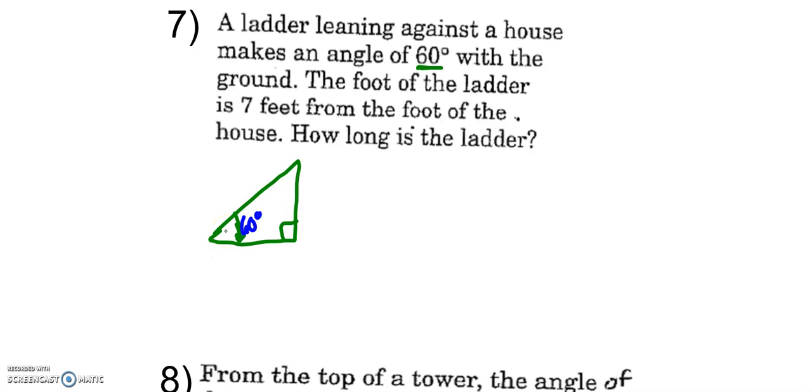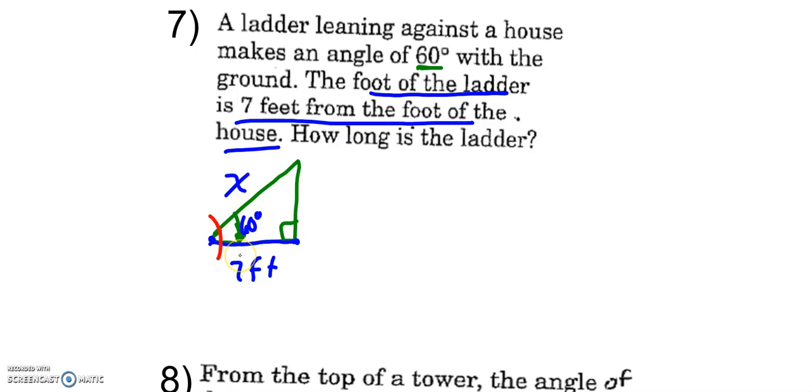The foot of the ladder is 7 feet from the foot of the house. Whenever you see the phrase foot, that is assuming the bottom of the building. So this length right here is 7 feet. And we'd like to know how long the ladder is. So I'm going to call this unknown piece x. What we've really created here is just another triangle that we can use trigonometry to solve once we have the picture correct. Just like before, everything's based on the angle.